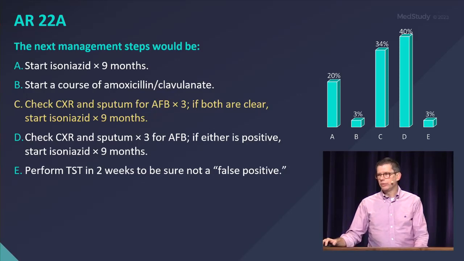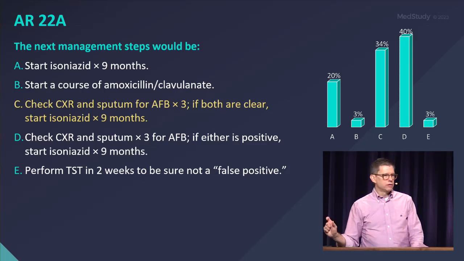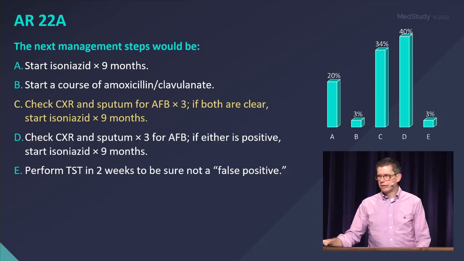We don't do a TST because the IGRAs might be a false positive. It's actually the other way around. The IGRAs, the T-spot and the QuantiFERON Gold, are much more specific for TB than a TST. And so you're more likely to have a false positive with the TST or a PPD, a skin test, than you would with the IGRA, the blood test.